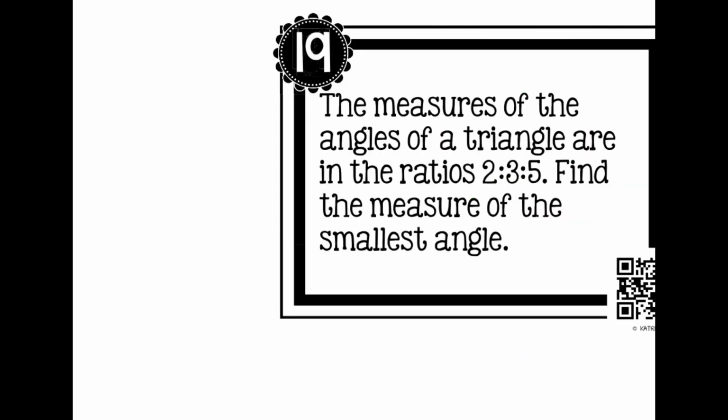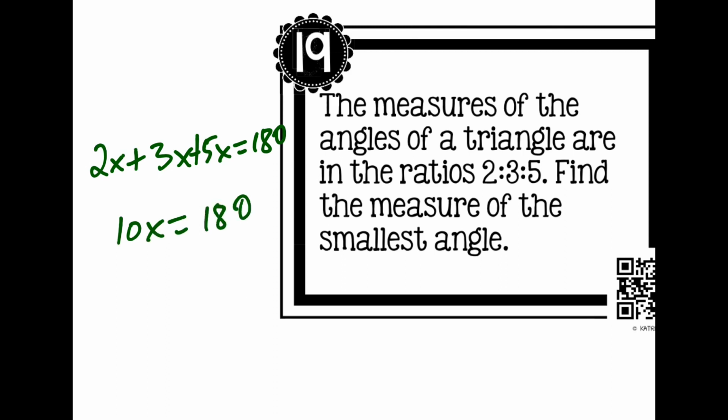So measures of angles of a triangle have to add up to 180. So 2x plus 3x plus 5x equals 180. 10x equals 180. X is equal to 18. The smallest angle, 2 times 18, is equal to 36.